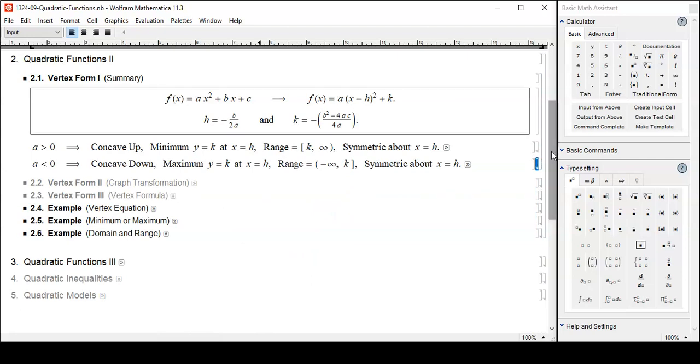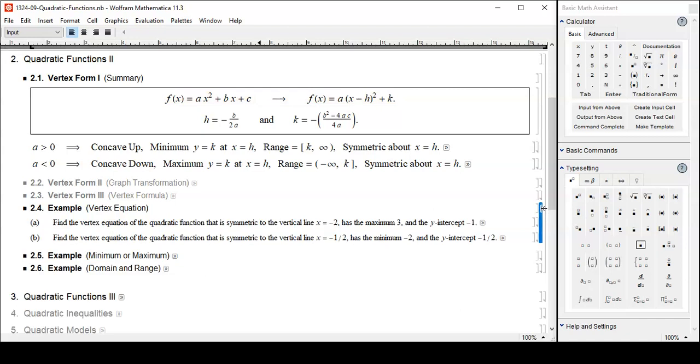Now let's work on some application of vertex equations in example 2.4, and then examples 2.5 and 2.6 will talk about how to convert the general to vertex, but let's do it one step at a time. Easier problems first. Okay, part A. Find the vertex equation of the quadratic function that is symmetric to the vertical line x equals negative 2, that has a maximum 3 and a y-intercept negative 1.